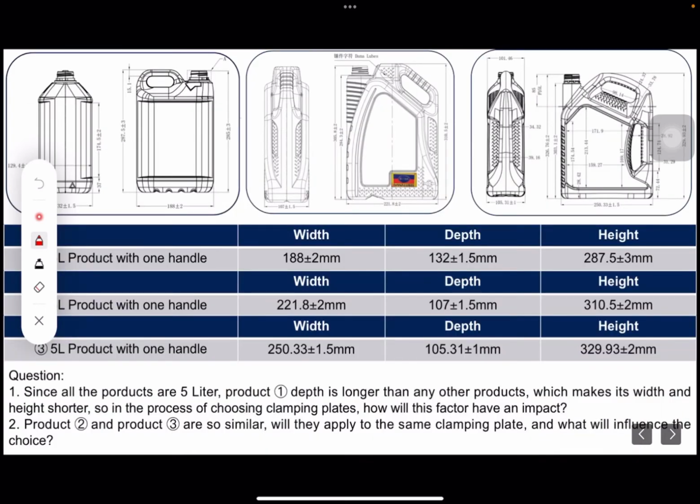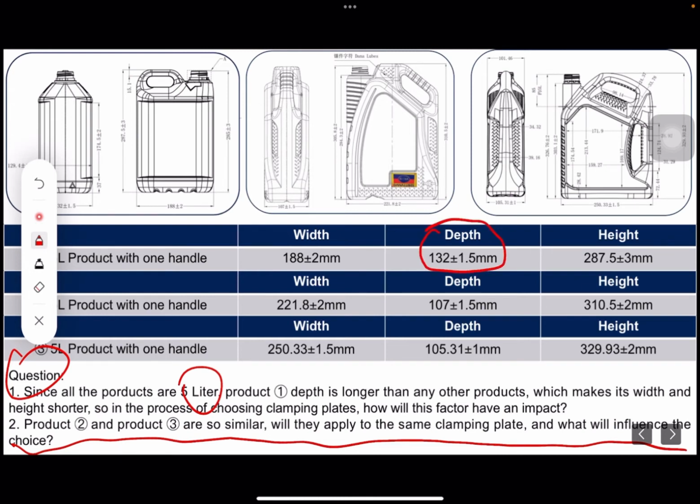Okay, next page. At the end of this part, you can see all the details of those 3 products. And besides that, I hope you guys can also think about the questions that I list down there. Here, there are 2 questions. As you can see, all the products are 5 liter, but product 1's depth is longer than any other product. You can see its depth is much longer. All right, but which makes its width and height shorter than any other products. You can see here.